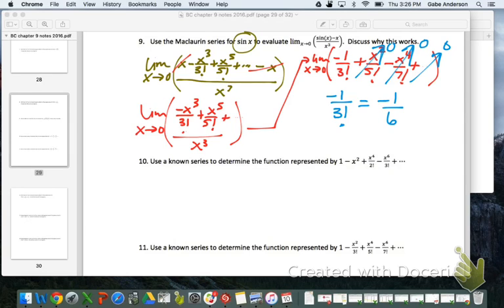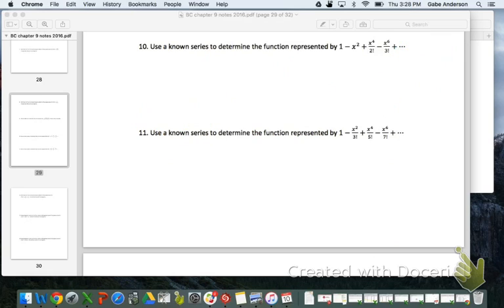Okay, let's move on to numbers 10 and 11. Okay, so with 10 and 11, the question's pretty different. It says use a known series to determine the function represented by that series. And so this is really kind of backwards from what we've been doing. We're looking at a series that has been manipulated, and we're supposed to go backwards and figure out the function that is represented here.